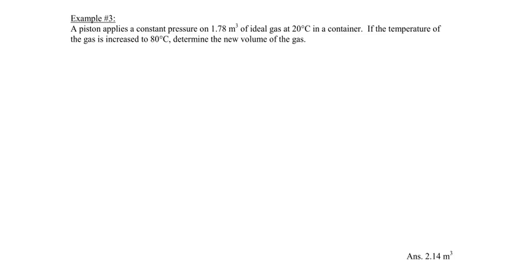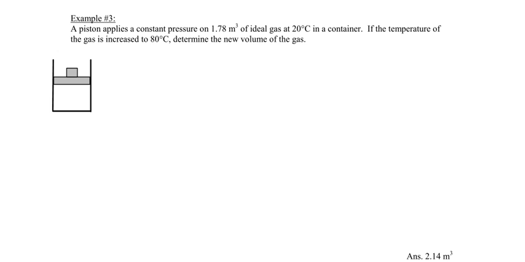Welcome to example number 3 in another ideal gas law type of problem. So we have a piston that applies a constant pressure on a volume of 1.78 meters cubed that is an ideal gas, and that ideal gas is at a temperature of 20 degrees Celsius in the piston. Let's just show a quick little picture of this scenario initially.